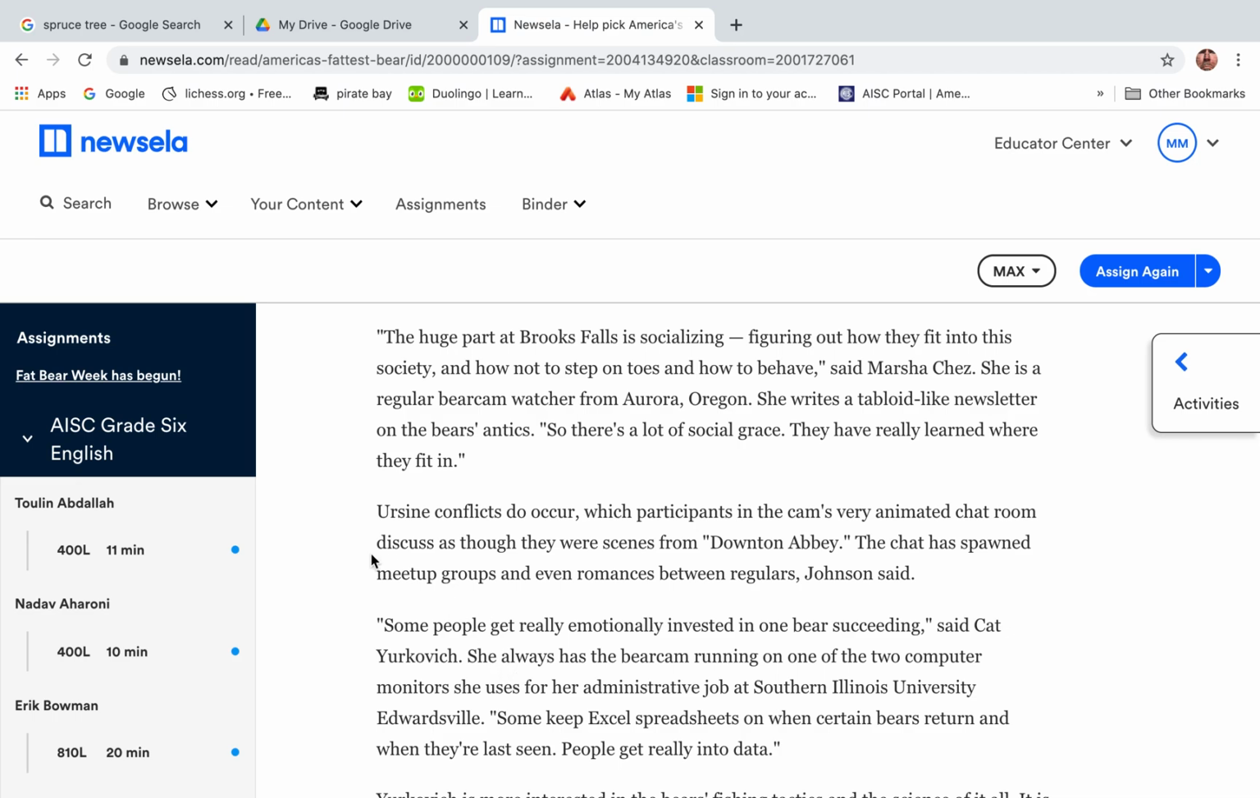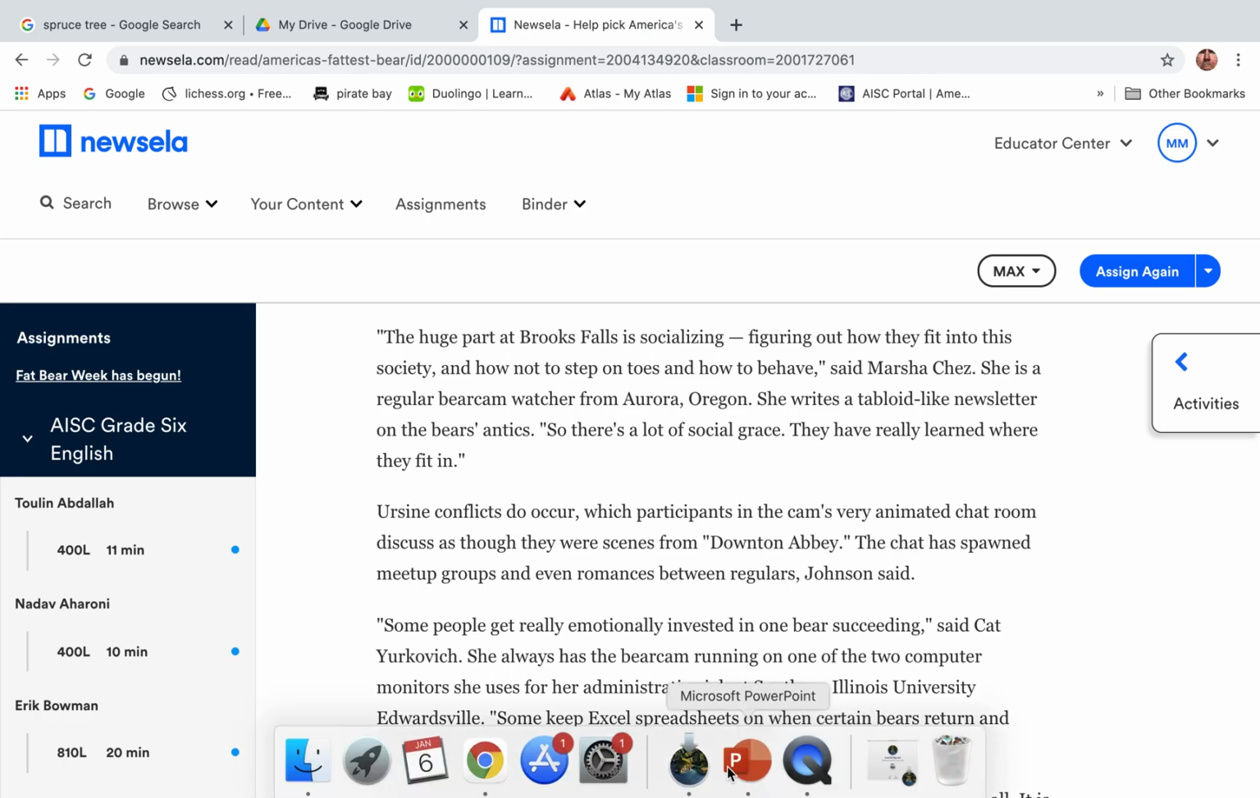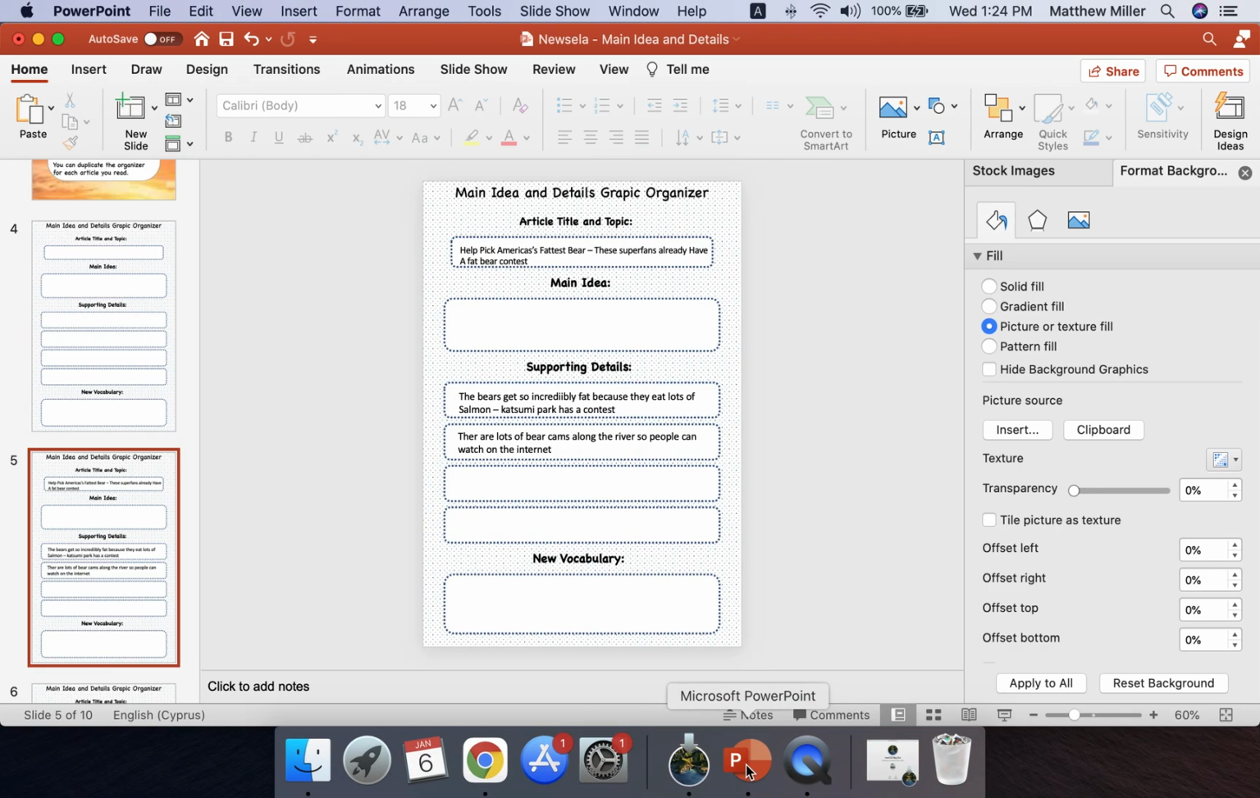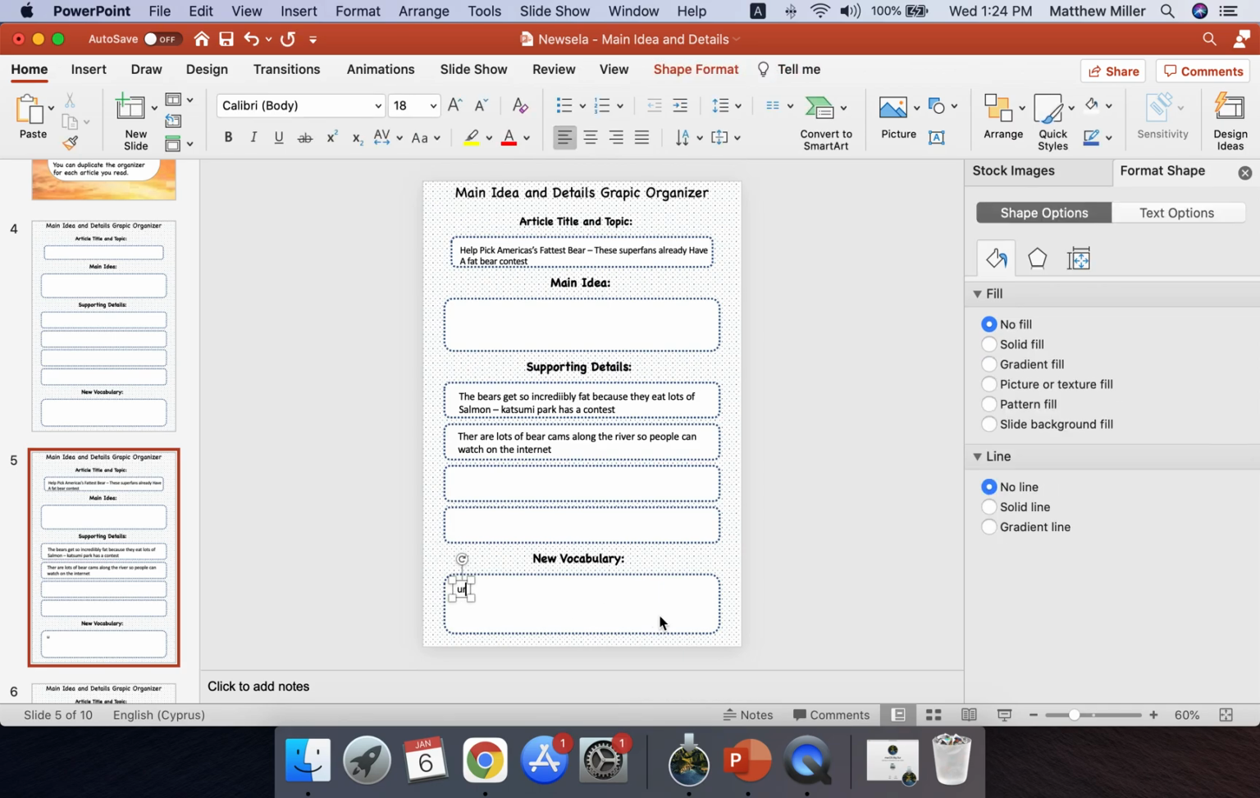But here's one of our words: ursine conflicts do occur. What is ursine? Ursine has to do with bears. Let me put that over here in my little vocabulary. Ursine. I'm not going to look it up because we already did it together. But this is what I want you to do: get the words you don't know in the article you're reading and put them into the new vocabulary. Having to do with bears.